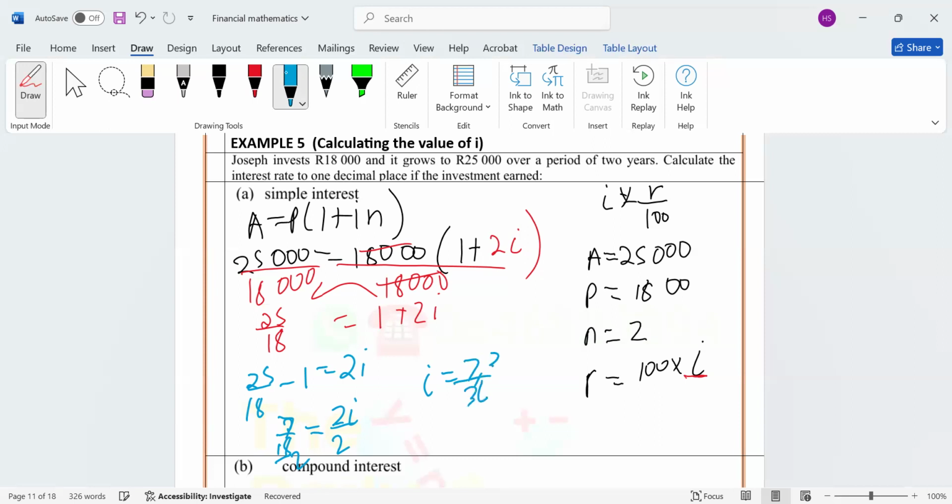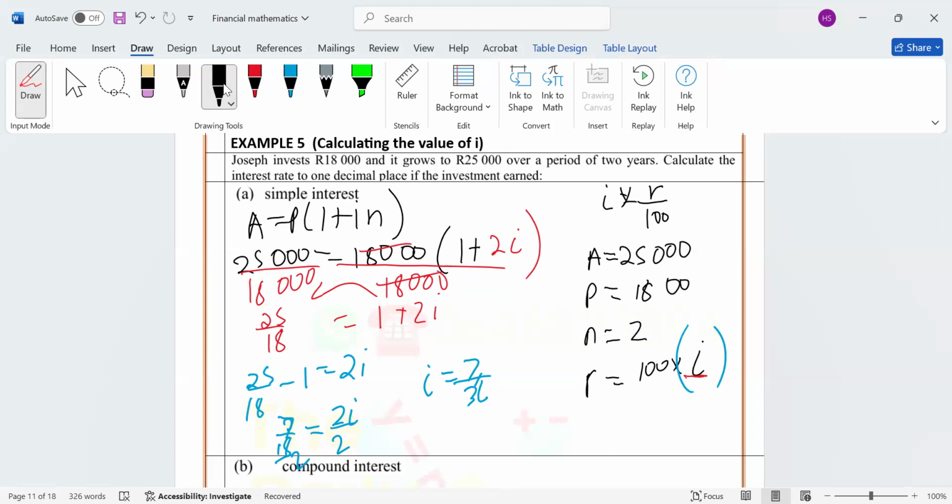You can also give it to me as a decimal. But if you write it as a decimal, you need to write the whole thing. So let's write it like this, because we are going to round off the final answer. Then we know what I is. It's 7 all over 36. They told us here to give 1 decimal place, so we're going to round off the final answer to 1 decimal.